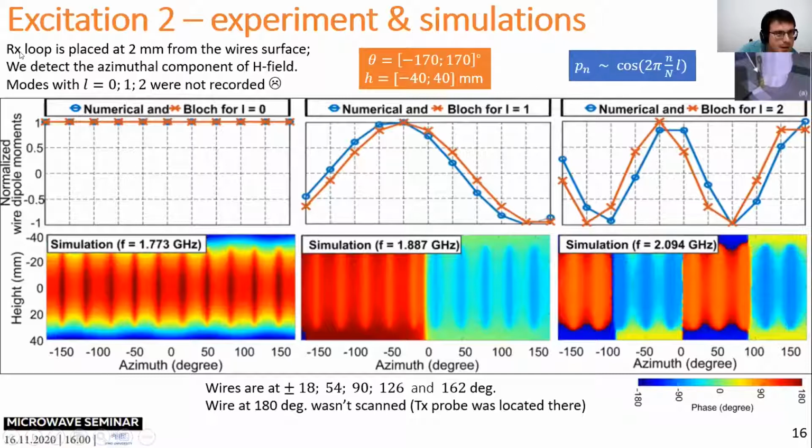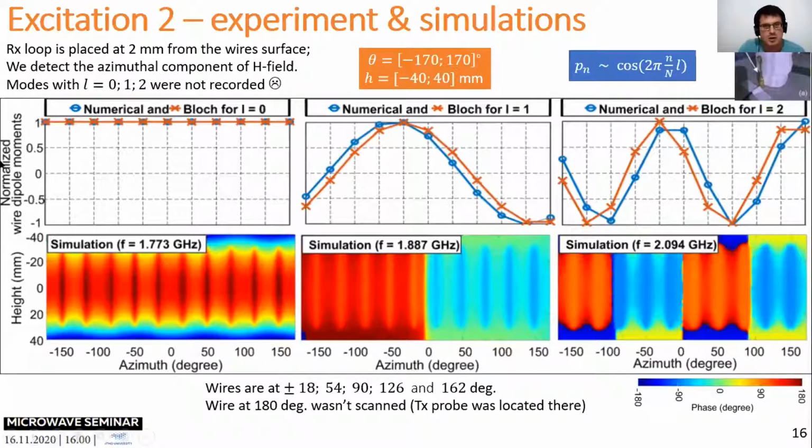Okay. So here you can see the magnetic near field distributions. For the first modes, the Bloch modes with L equal to 0, 1, and 2, we did not detect them in this near field investigation because their quality factor was too low, and in fact we could not see them on the S11 plot which I showed you initially.